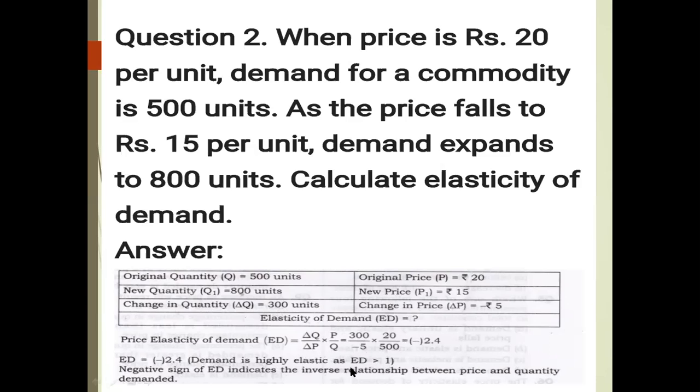Highly elastic, what is the meaning? If we make a certain change in price, let's say a 1 percent change in price, the change in quantity demanded is greater than the percentage with which we are changing the price. And the negative sign of elasticity of demand indicates the inverse relationship between price and quantity demanded. It means when we increase the price, the quantity demanded decreases, or when we decrease the price, quantity demanded will increase. I think this question is clear.